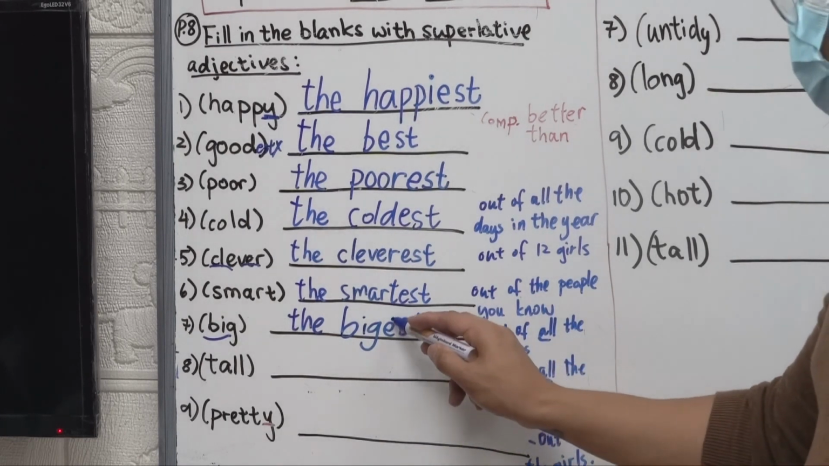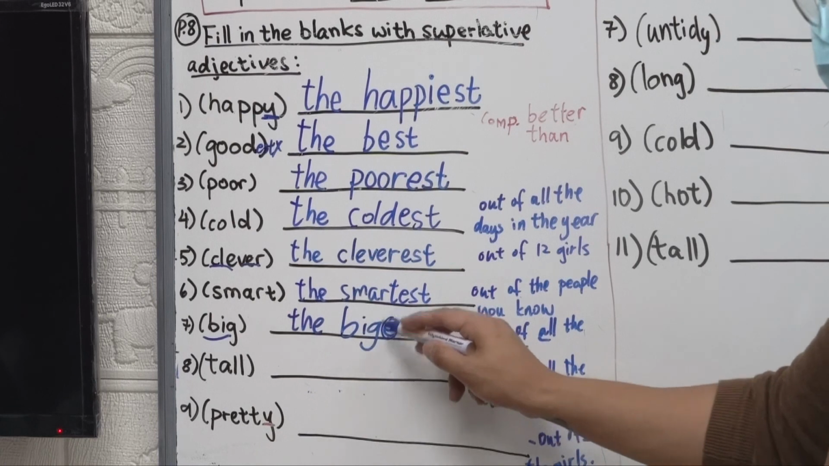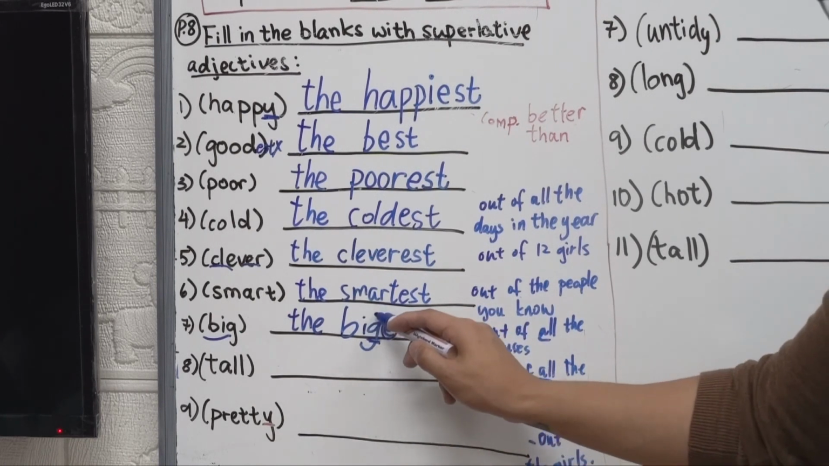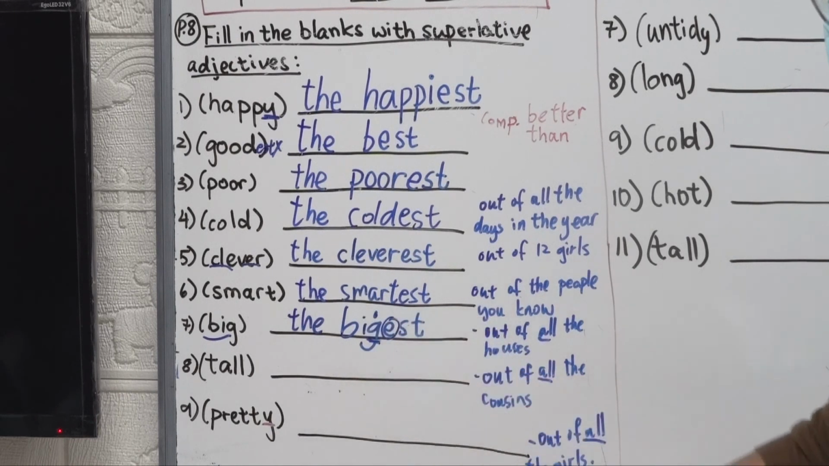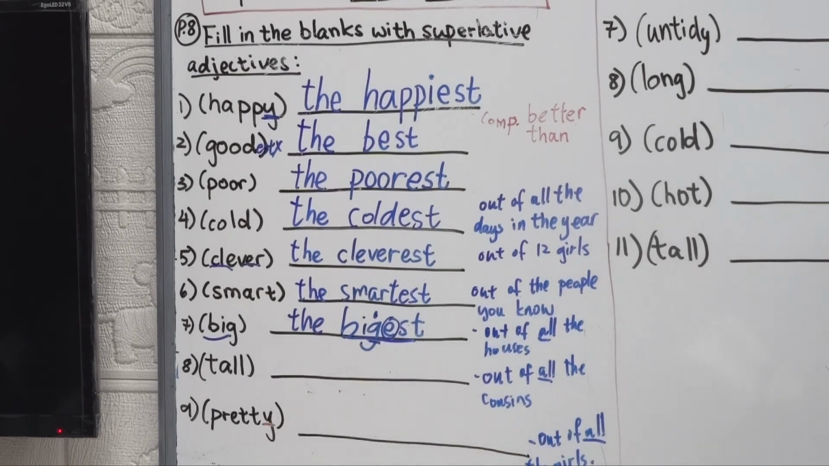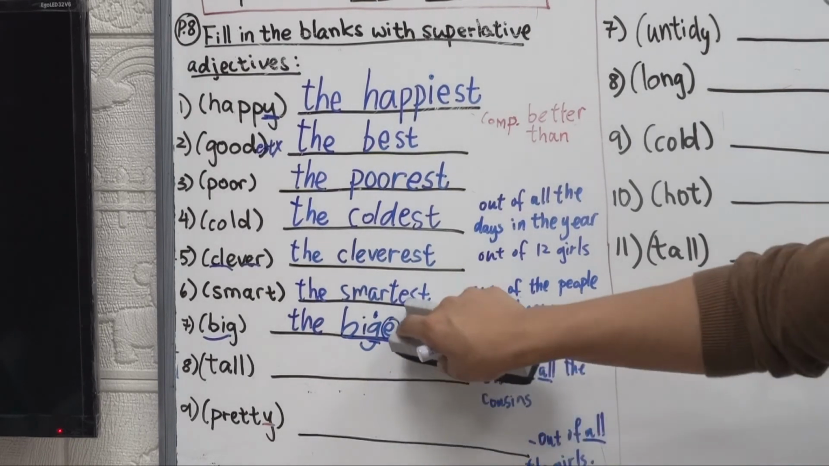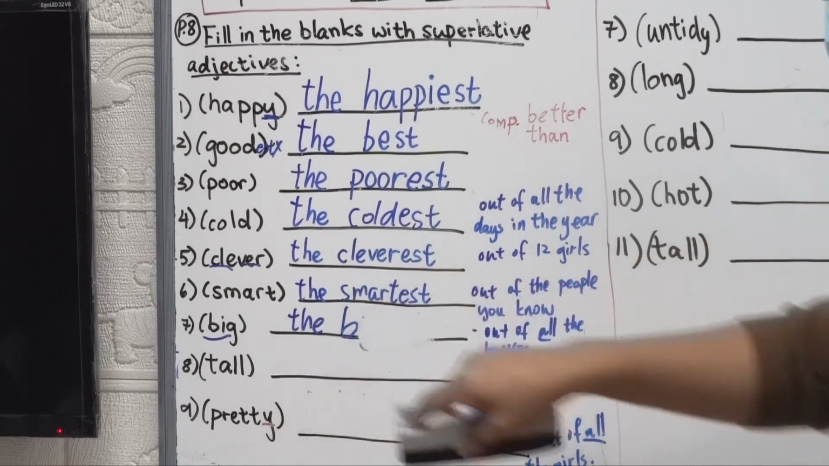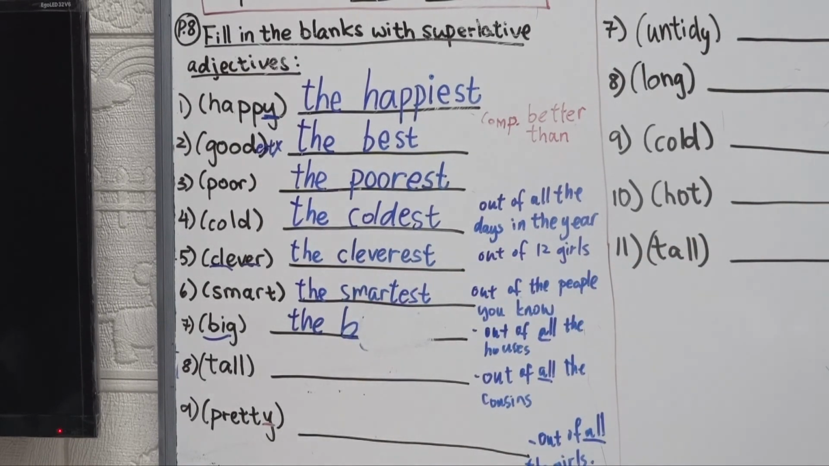So if we put the E-S-T right after one G, the G will turn into a soft G. So it will not become biggest, it will become bigest, okay? Bigest. So this is wrong. How can we correct this error?